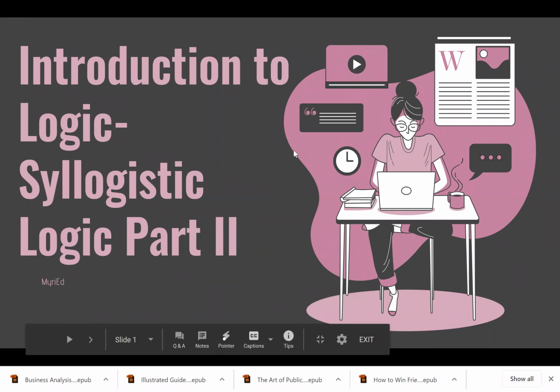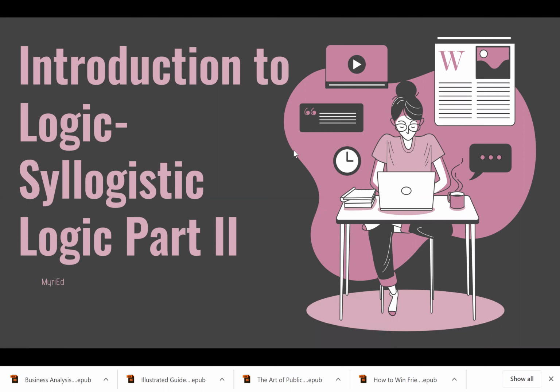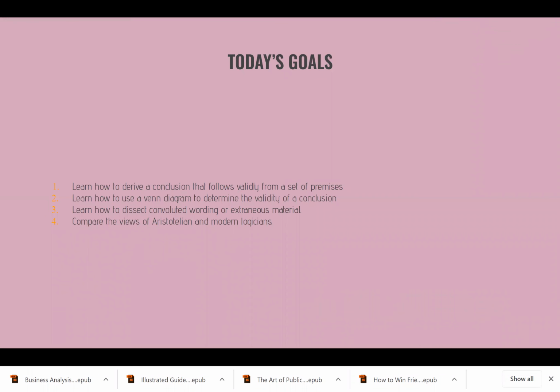So last week we were working on syllogistic logic with the weird symbols and trying to form an argument. This week we're going to learn a little more in depth on that. So today's goals are to learn how to derive a conclusion that follows validly from a set of premises, learn how to use a Venn diagram to determine the validity of a conclusion, learn how to dissect convoluted wording or extraneous material, and compare the views of Aristotelian and modern logicians.